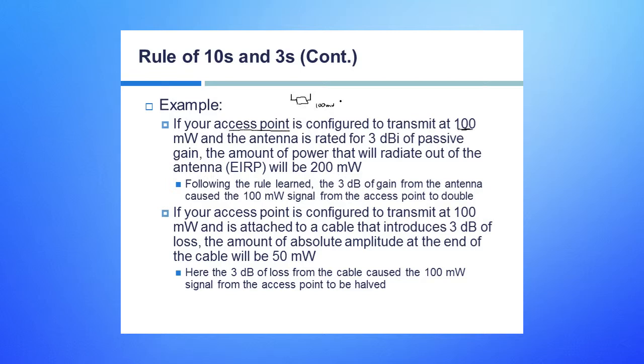And the antenna is rated for 3 dBi of passive gain. So what does that mean? That means that I'm looking at this directional antenna, right? The antenna is going to passively add 3 dB.